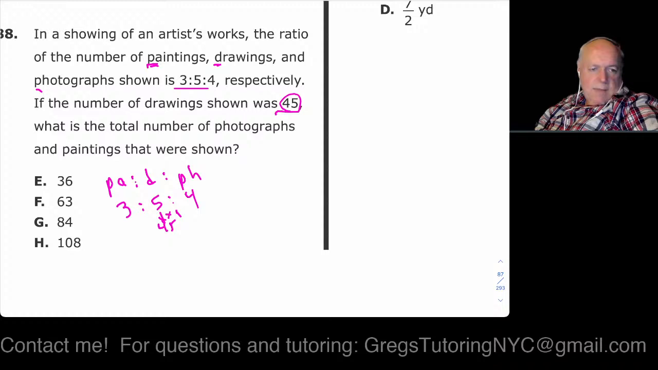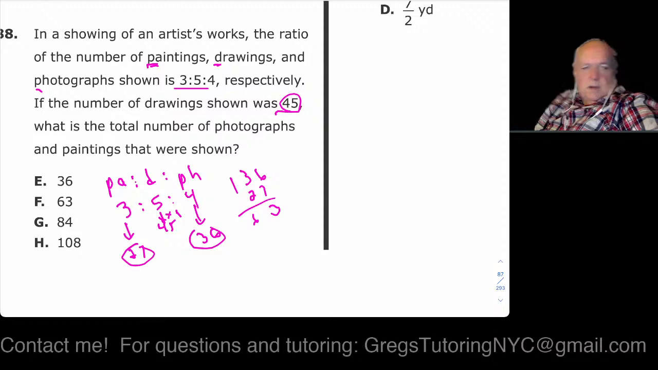So that means that this is going to be 36 because this is times 9 as well. And this is times 9 as well, so that's 27. And it was the total number of photographs and paintings, so they're asking us to add these two numbers. So 36 plus 27 is 63. So that would be F. That's all they're asking there.